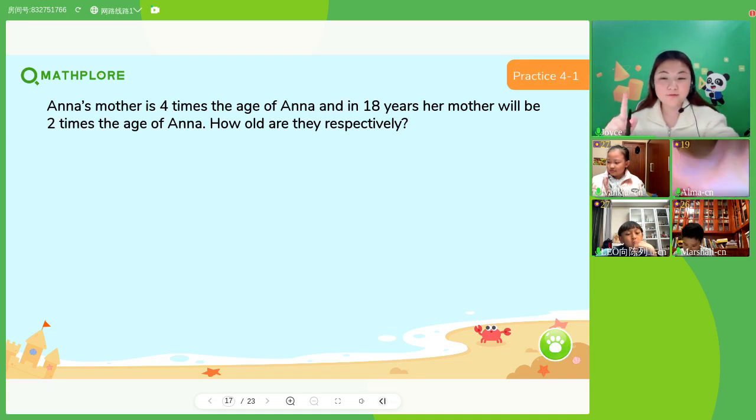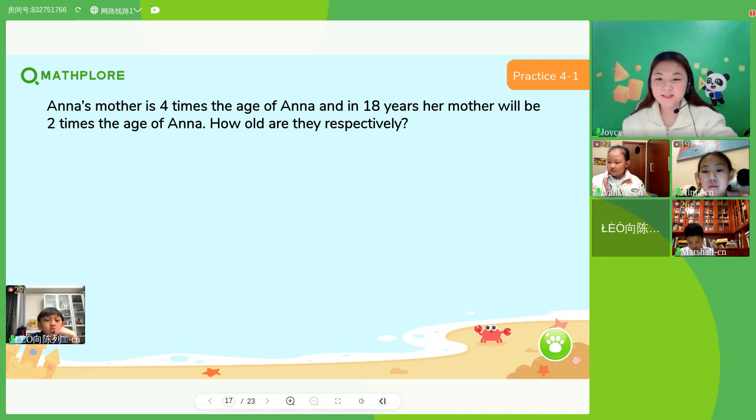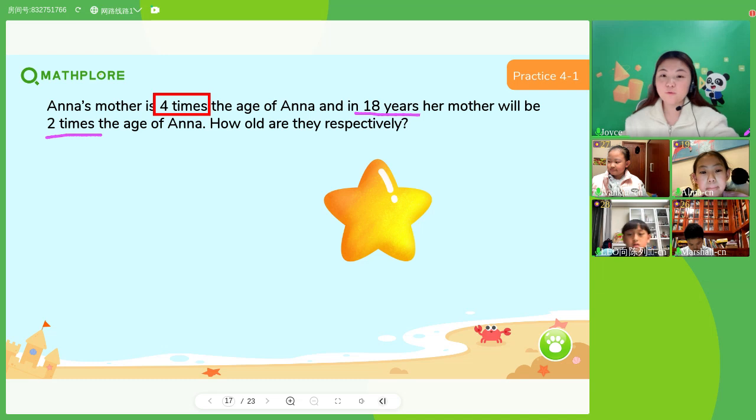Okay, so now let's try the first practice. So this time, Leo, can you help us read the sentence, please? Anna's mother is 4 times the age of Anna, and in 18 years, her mother will be 2 times the age of Anna. How old are they respectively? Perfect, Leo.